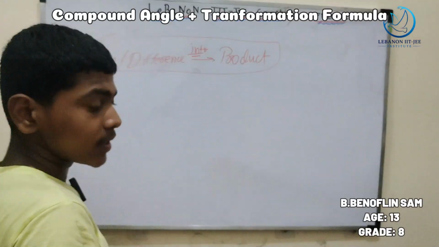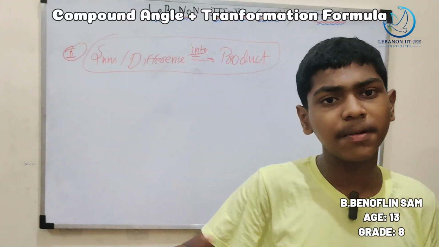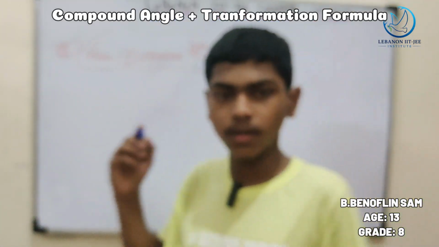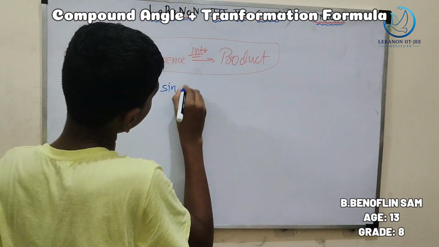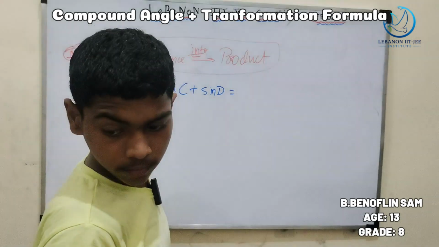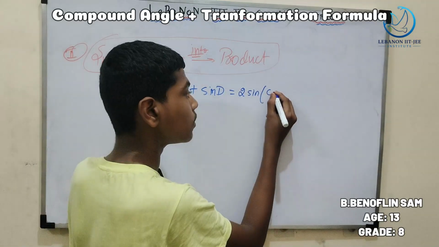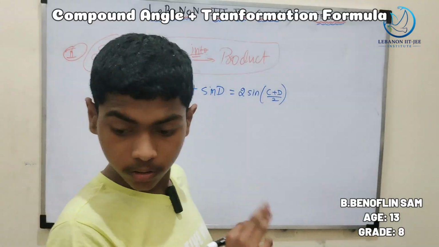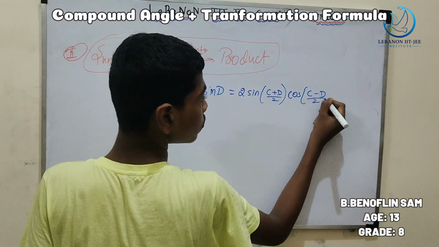Here, the next formula is that sine something like plus or minus, or cos like that, turns into a product. How it goes, I'm going to teach you. So here, the first one is sine C plus sine D, in this format, which is equal to 2 sine (C plus D)/2 into cos (C minus D)/2.